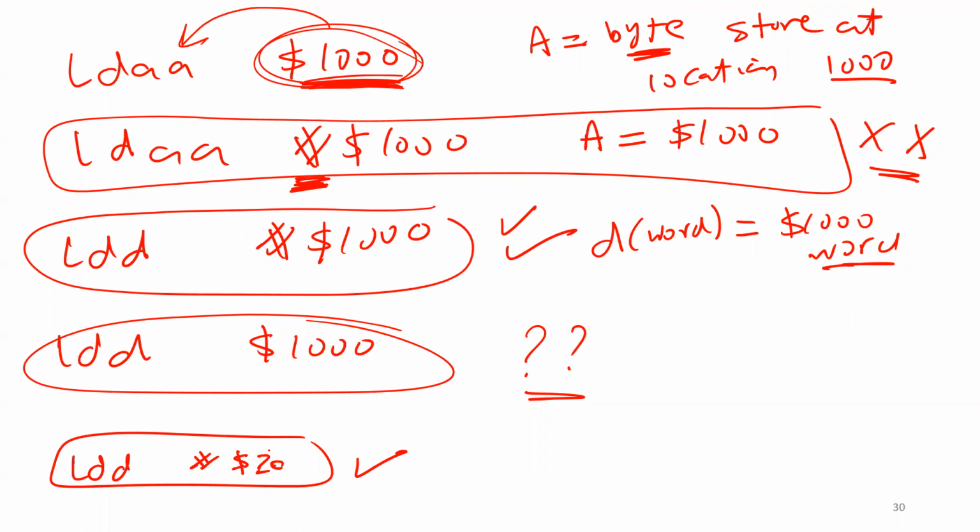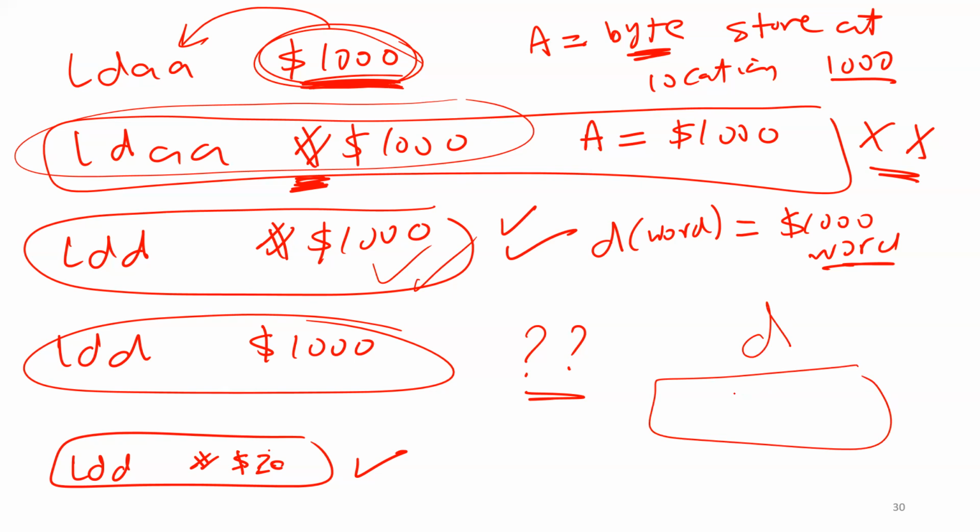However, if I do something like that, this is false. What you want to do here is store the number 1000 in register A, which is false because 1000 needs a word, not a byte. It's okay to do it this way, though. So for example, I can say load register D. Do you remember register D, guys? Register D was a word. So this one is okay.